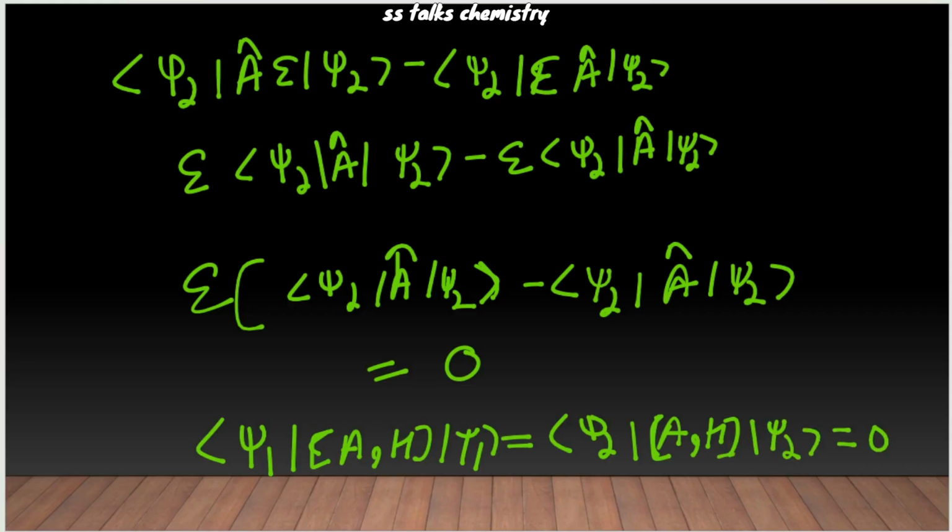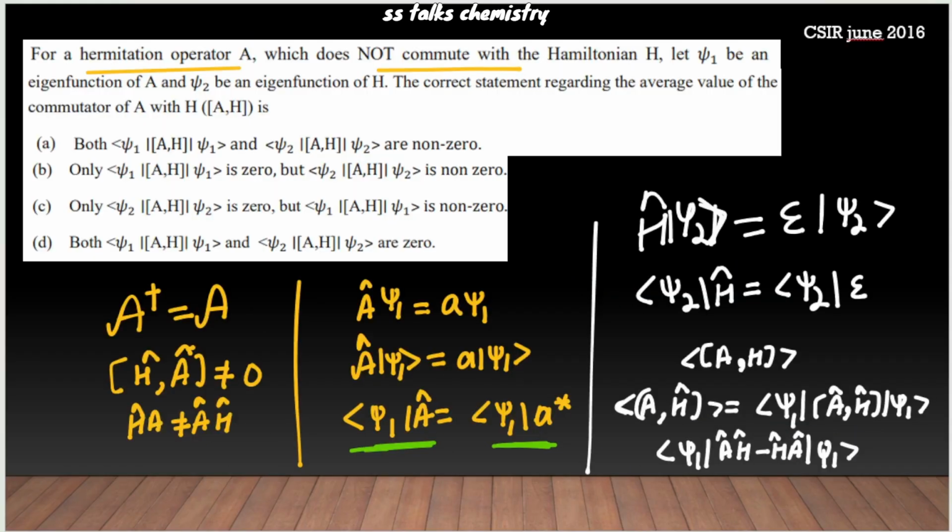This both are 0, right. So options, if you see in this, it is saying both of this they are non-zero, it is incorrect. Only this is 0 but this one is non-zero, this is again incorrect. Only this is 0 but psi1 value is non-zero, again incorrect. Both of this they are 0, option D is the right answer. Proof is there in front of you.